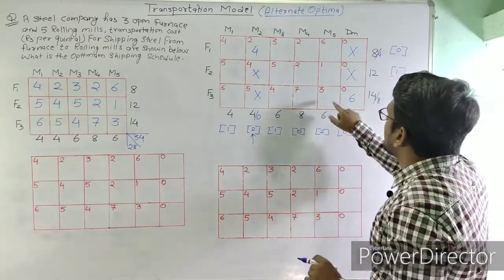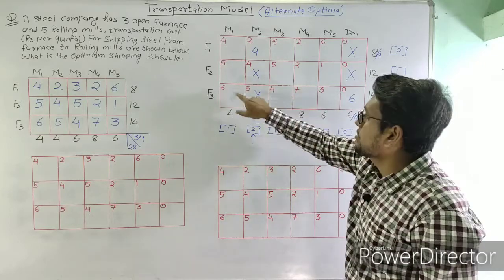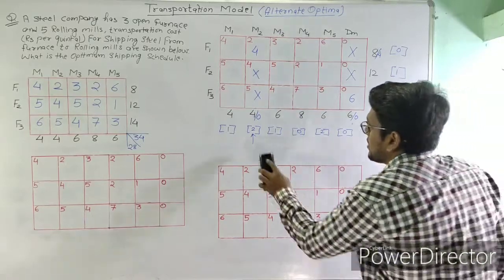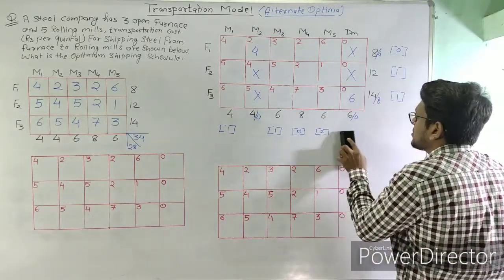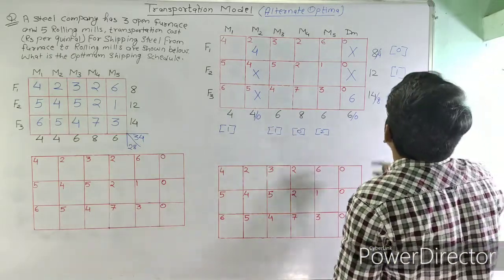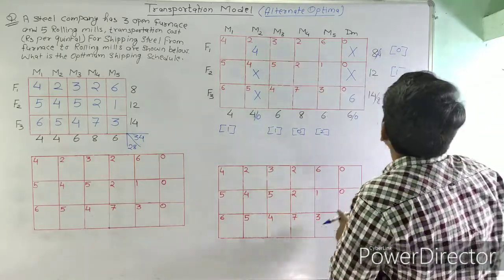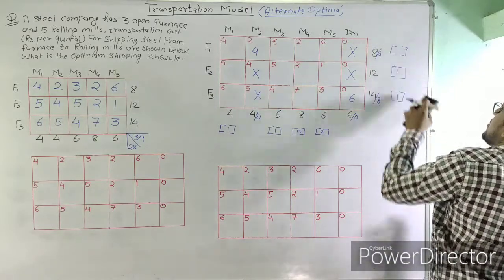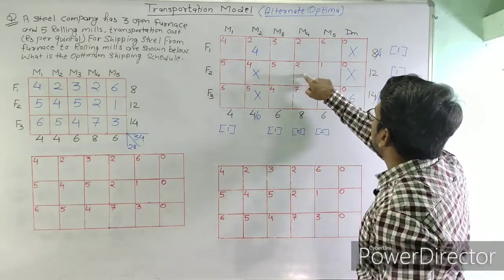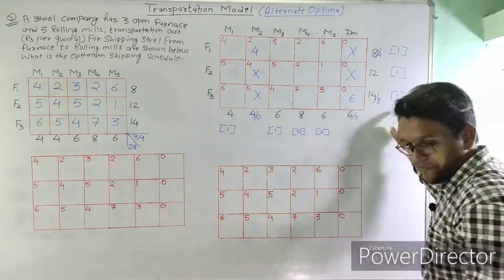Now again we need to see that in the rows, these 4 rows do not change. That means the penalty in this row will also not change, and these two are eliminated because the demand has been fulfilled, and we need to calculate the penalties for row again. So for row, minimum is 2, next minimum is 3, so now this will become 1. Similarly here minimum is 1, next minimum is 2, so penalty is 1. Minimum is 3, next minimum is 4, so penalty is 1.